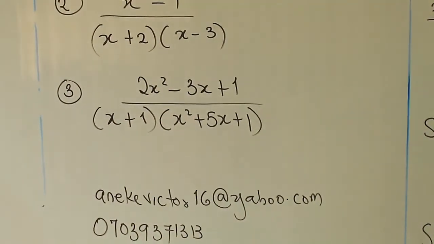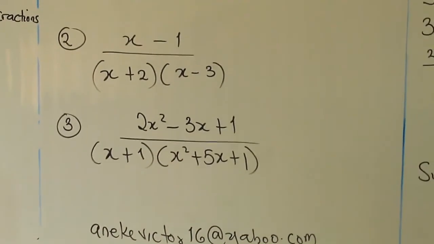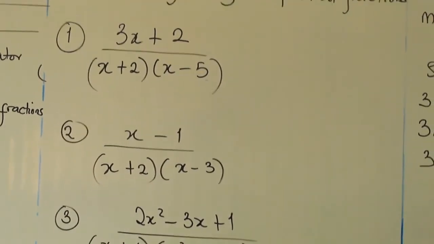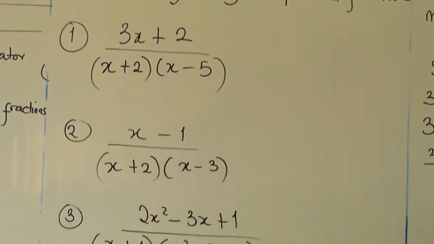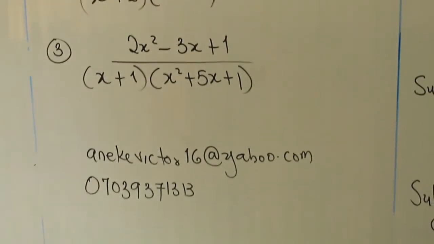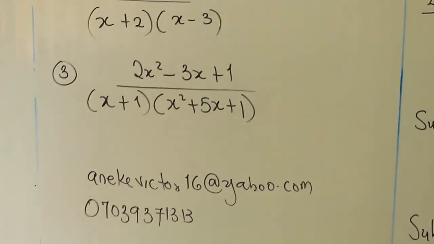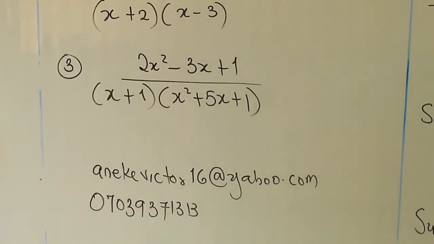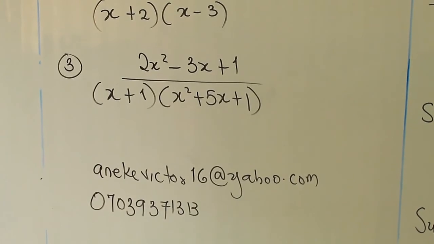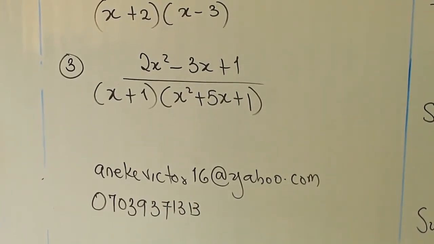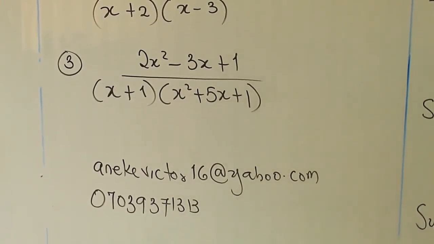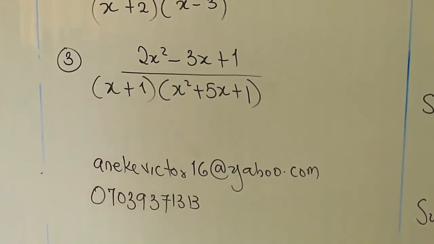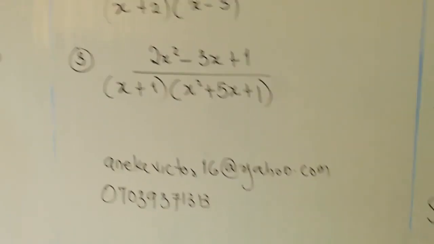So these are the assignments. They were gotten from exercise 5A, page 74, number 1 and number 4, and then page 76, exercise 5B, number 1. These assignments are to be done and sent to my email, which is given as anekevictor16@yahoo.com, and the WhatsApp number, which is 07039371313. Thank you very much.